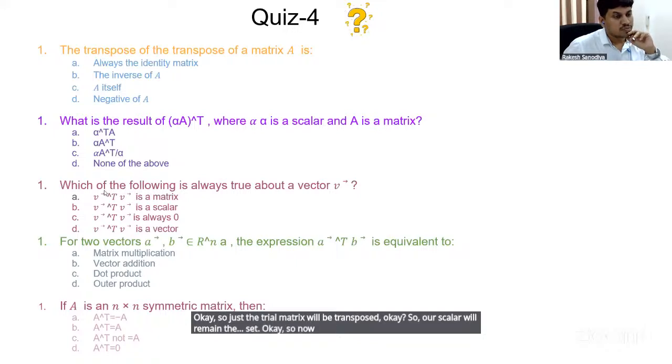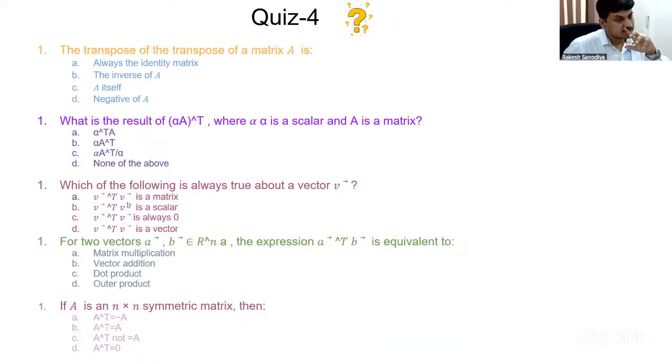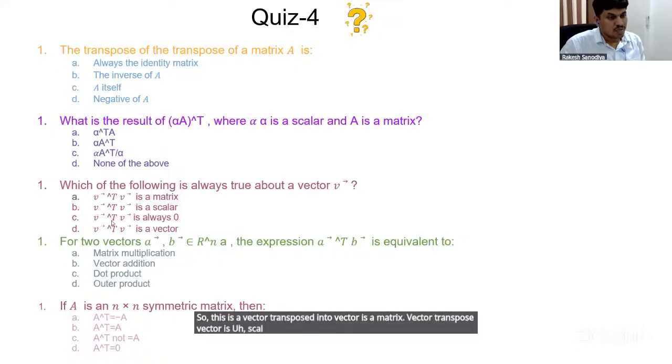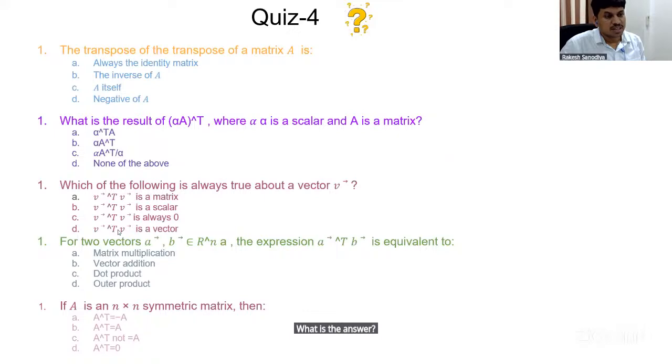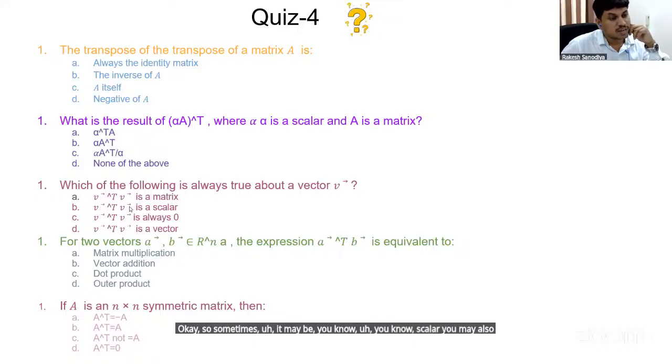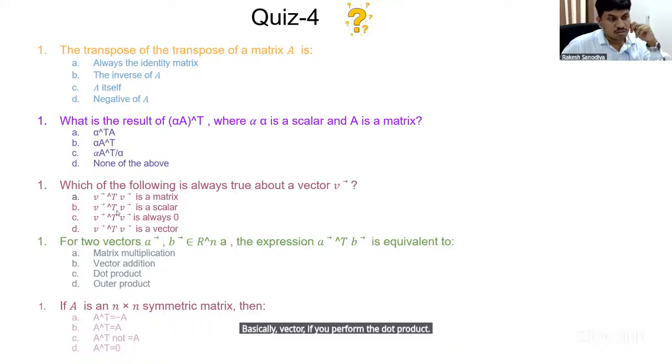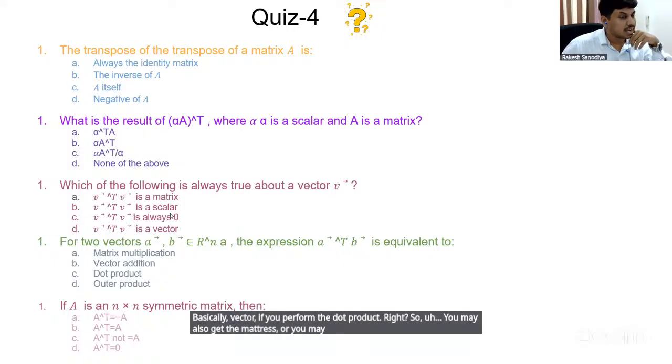Now the next question: which of the following is true about a vector? Vector transpose into vector is a matrix, vector transpose vector is a scalar, vector transpose is always 0, or vector transpose is a vector. What is the answer? D, which is basically the vector. Sometimes you may get a scalar, or sometimes a matrix. Both answers are correct. Basically, if you perform the dot product on vectors, you may get a matrix, or you may get a scalar value.